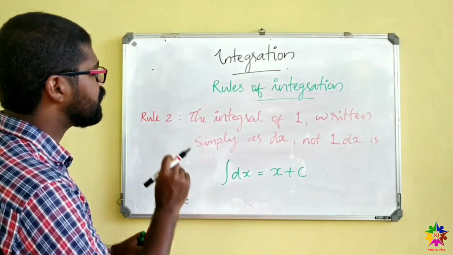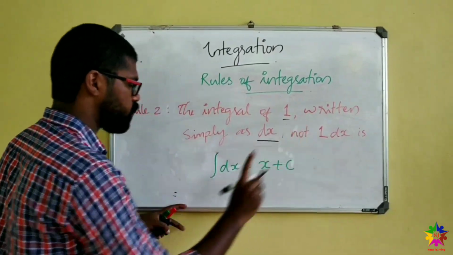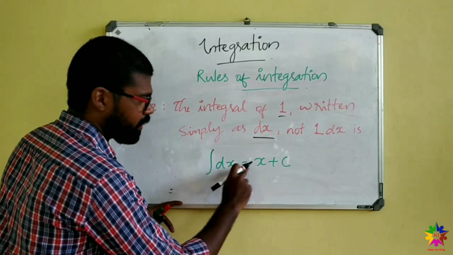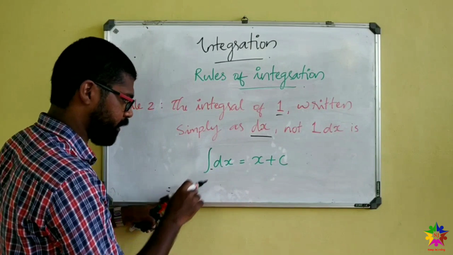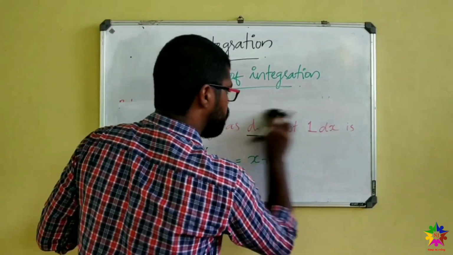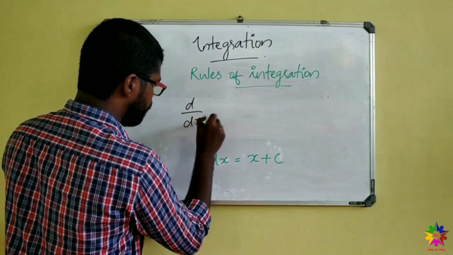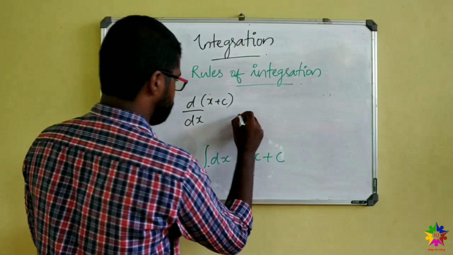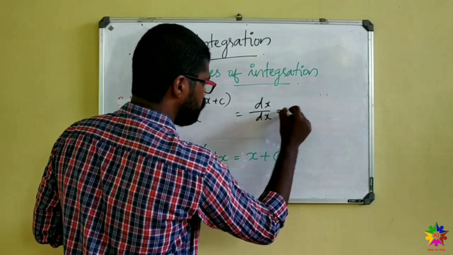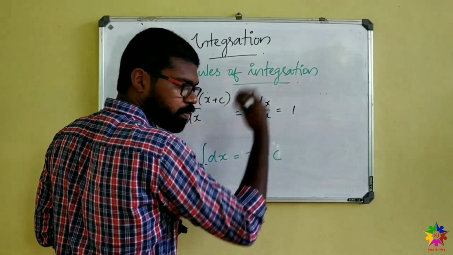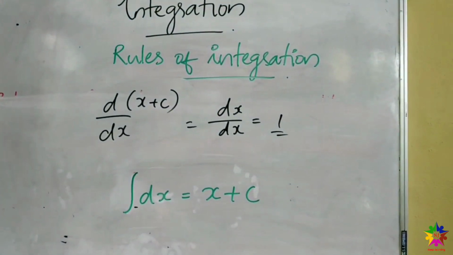The second rule is the integral of 1, written simply as integral dx, not 1 dx. Integral dx is equal to x plus c. The 1 is already there and we are not writing it. For example, d by dx of x plus c is equal to 1, and the constant becomes 0, so the answer is 1. That means there is already a 1 and we are not writing it.